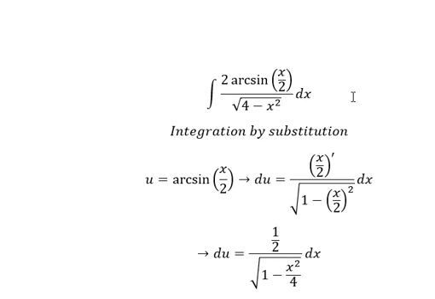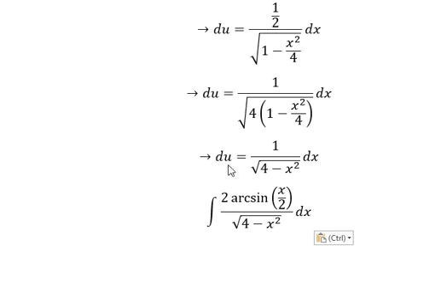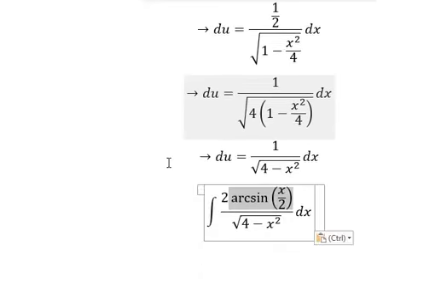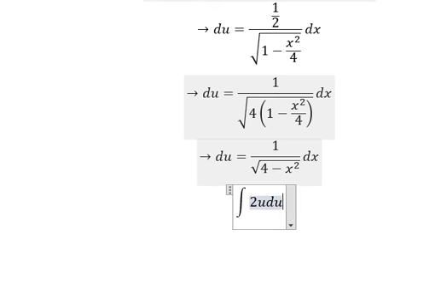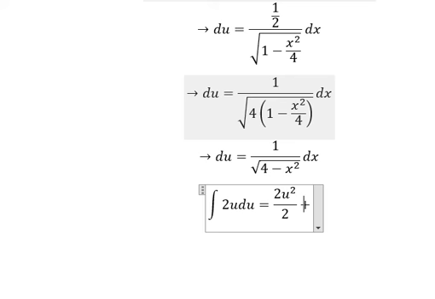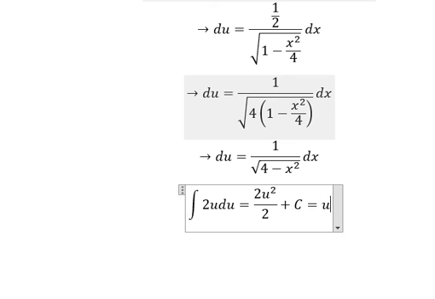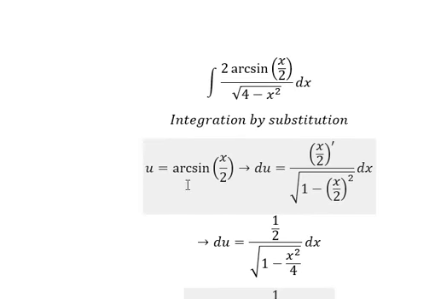Now we go back in here. So this one we change by u. The s over the square root of 4 minus s squared we change by du. The integration of u, we have u squared over 2 and we put c. We simplify number 2. The u, that is this one.